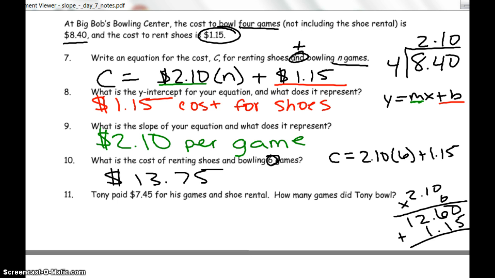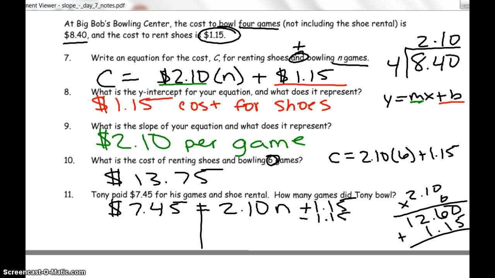Now it's telling us the particular amount that he paid. So this goes back to solving situations that we've done before. So he pays $7.45. That's the total cost. And we need to figure out how many games did he play. So 2.10n plus 1.15. Solving equations, we start by drawing our line. Undo addition and subtraction first.